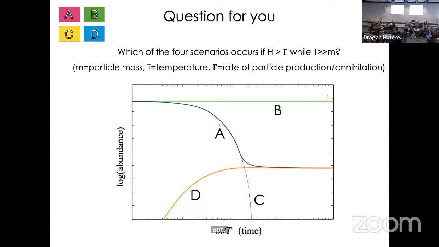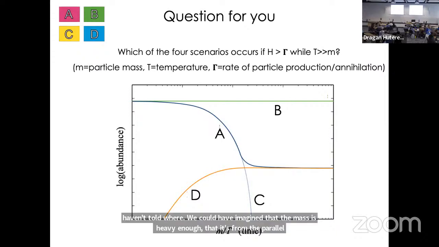Does it help to say that the mass over T is unity on the far left of the bracket? Does that help? M over T is one on the far left. Okay, so imagine that extreme. I haven't told you where it happens. Imagine that the mass is heavy enough that it's on the far left.